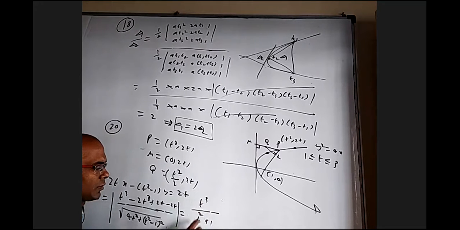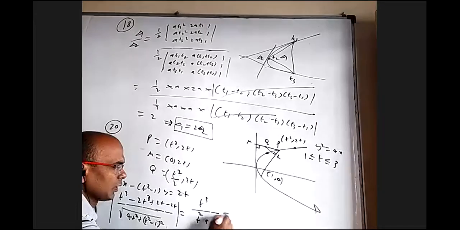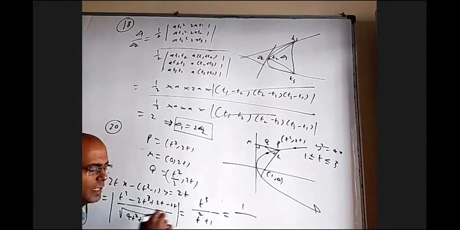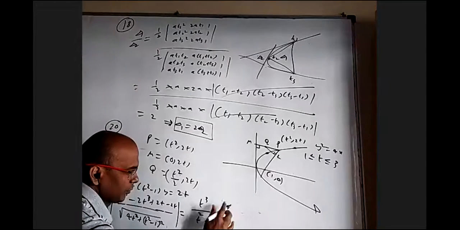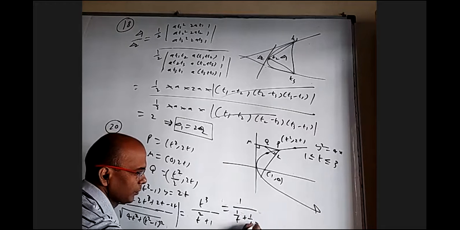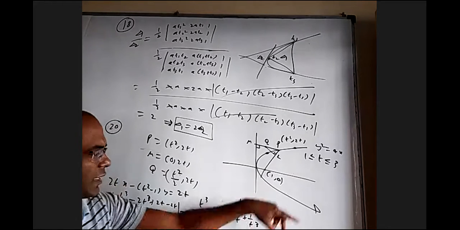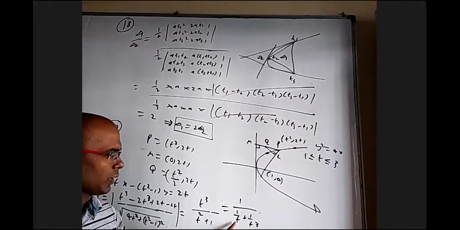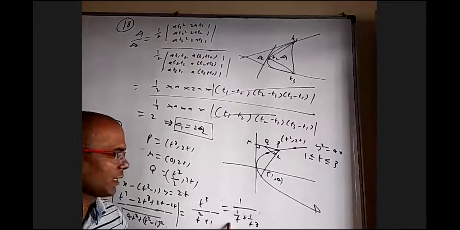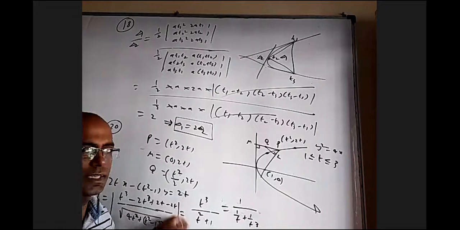For the maximum, the denominator should be minimum. Then I find that when I bring t cube down, you can see it is actually increasing only. I'll tell you why. You bring 1 by t plus 1 by t cube. Now you can see when t is increasing, 1 by t is decreasing, and 1 by t cube is also decreasing. Their sum is decreasing, so 1 by that is increasing. So between 1 to 3, this is an increasing function.